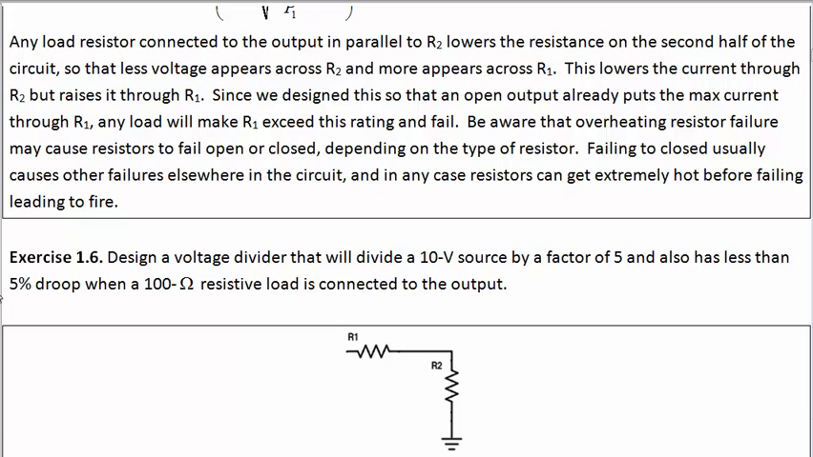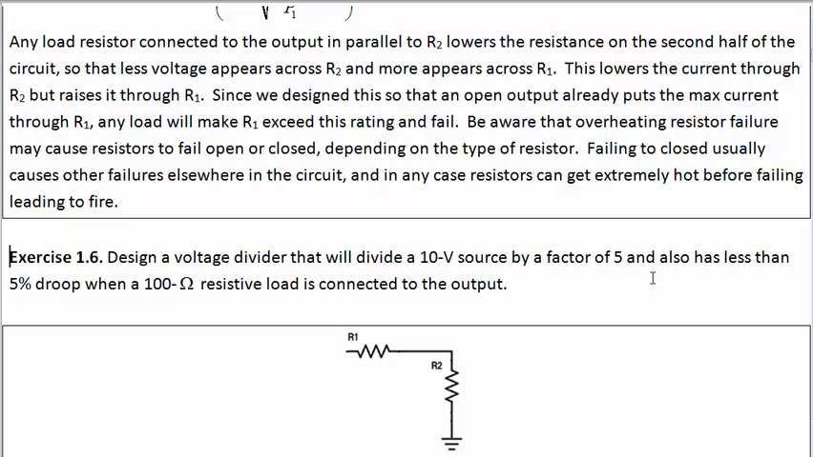On to exercise 1.6. Now we're given the task to design a voltage divider that will divide a 10-volt source by a factor of 5, and also has less than a 5% droop when a 100 ohm resistive load is connected to the output. Think about what that means.